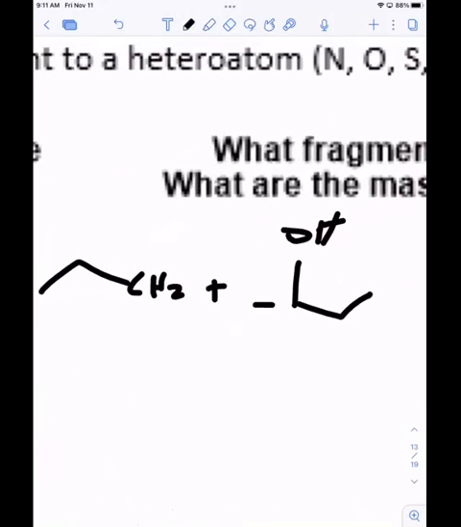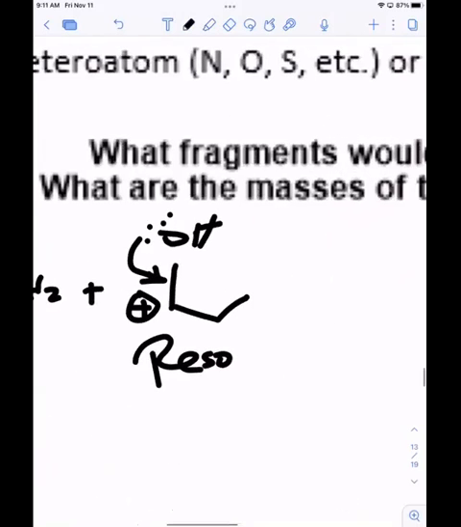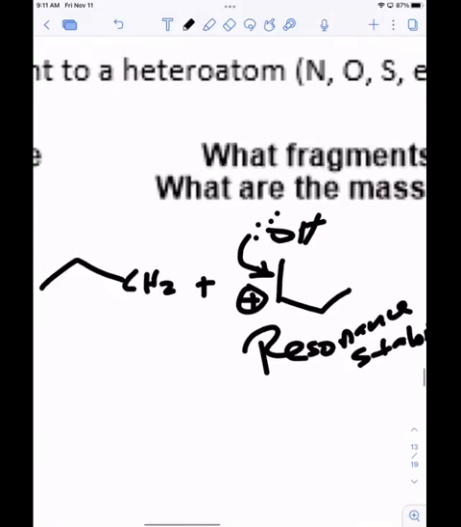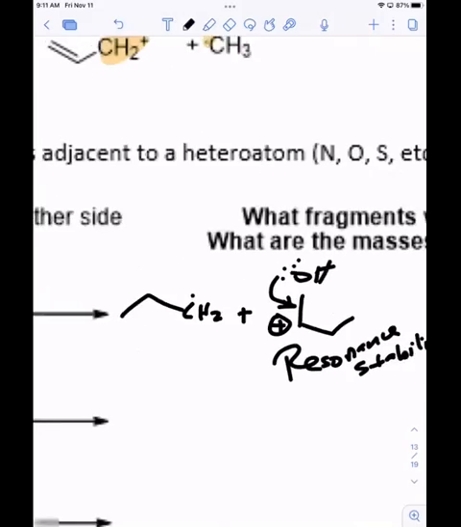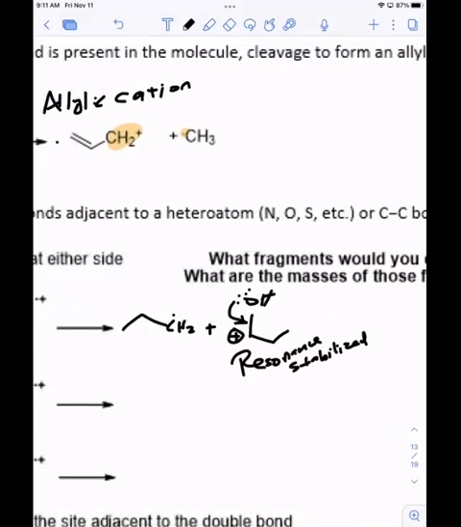But I'm going to put the plus charge here on this carbon because oxygen has lone pairs and it can actually stabilize that plus charge by resonance by making a pi bond here. Right? So this is resonance stabilized. And then I'll put the radical here, like that. Good. All right.